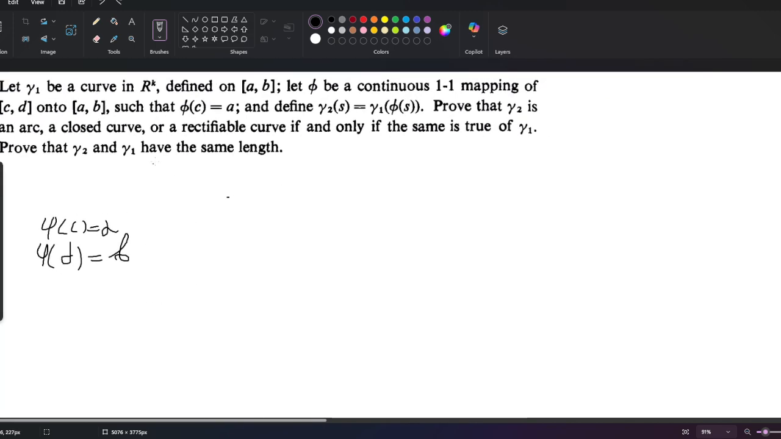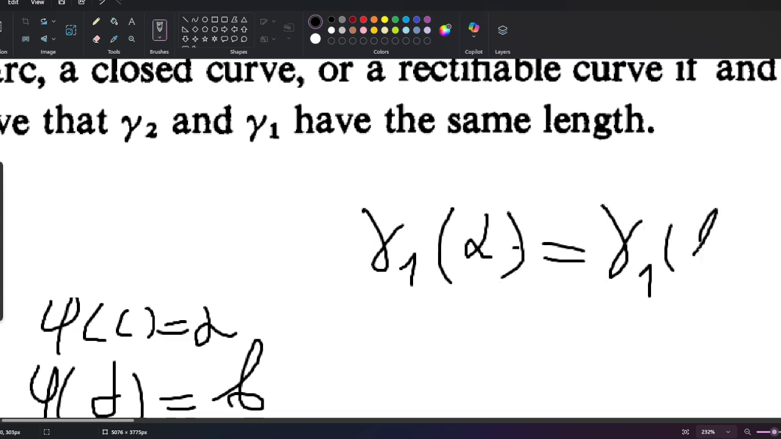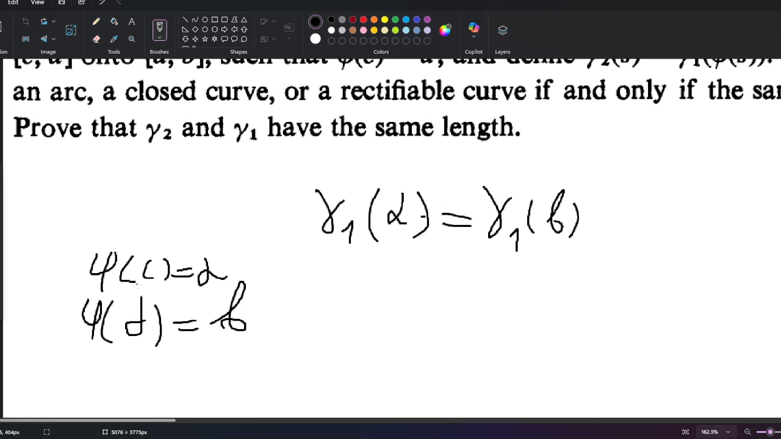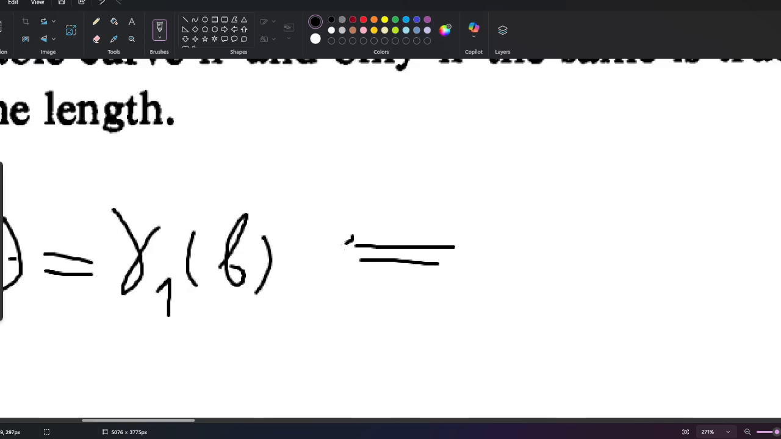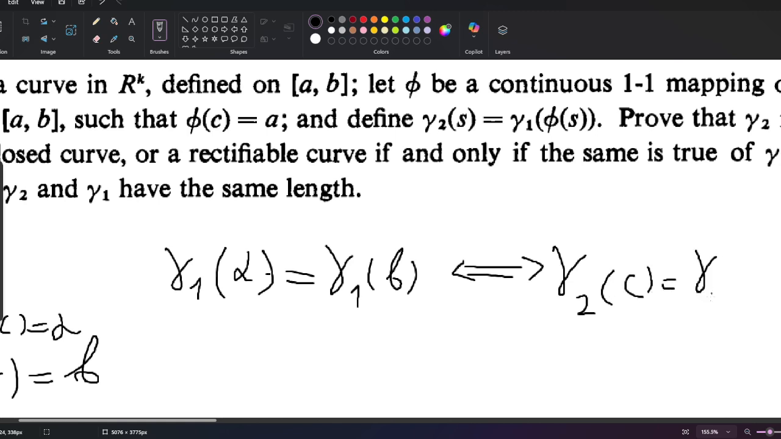Now applying this, we can safely say that gamma 2 is going to be a closed curve if and only if gamma 1 is a closed curve, because if gamma 1 is a closed curve, that is, gamma 1 of A is equal to gamma 1 of B, then so is gamma 2, because gamma 2 of C is going to be gamma 1 of A, and gamma 2 of D is going to be gamma 1 of B. So this is basically an if and only if relation. Alright, now this was the simplest part of the proof.